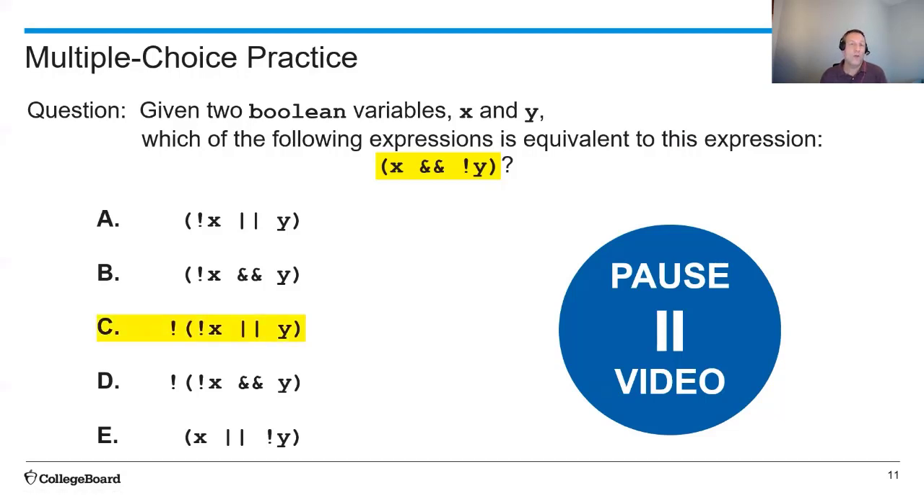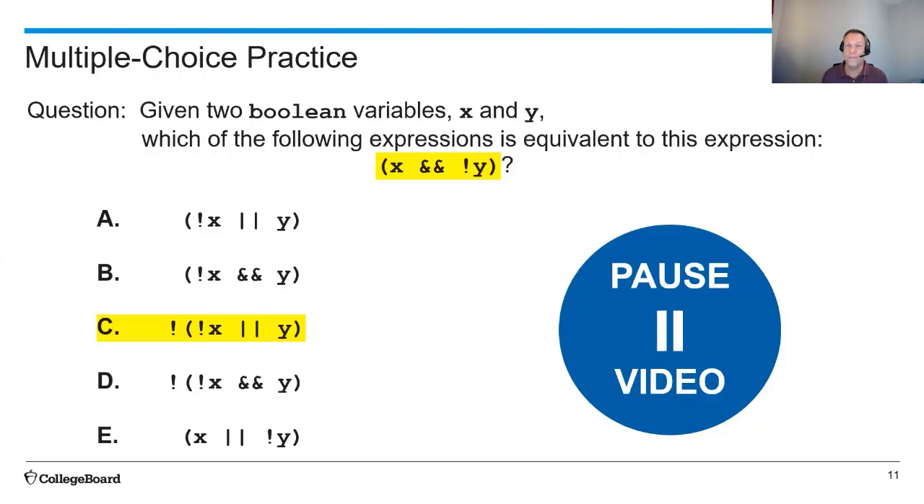Now, how could we have done this? Well, we could have done a truth table and looked at all different combinations of x and y and even these expressions. But a simpler way is if you look at C, this sets up like a De Morgan's law problem. If I distribute the not and I change the or to an and, not x is x. Or becomes an and, not y, well, it just becomes not y. So this, using De Morgan's law, gives us x and not y. So the answer is C.